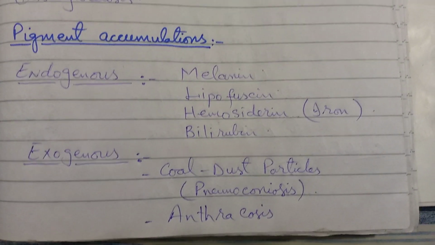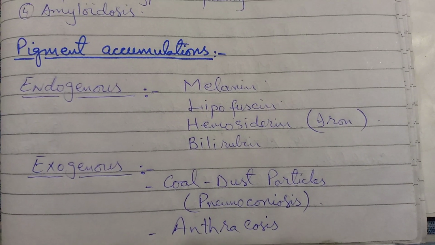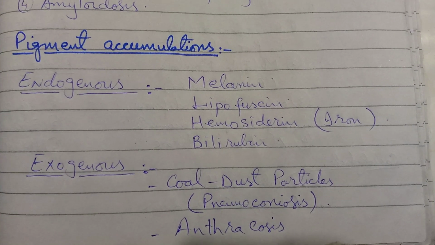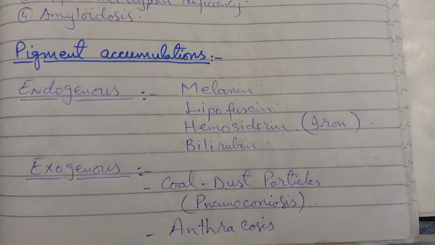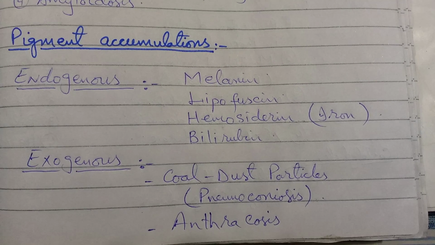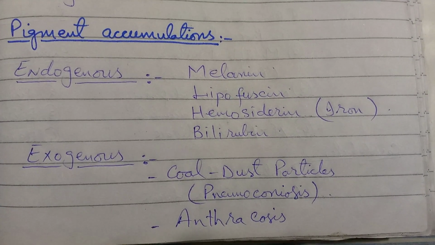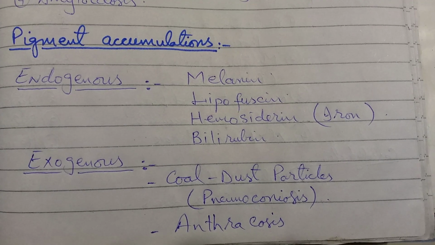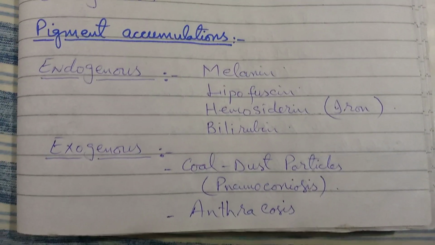Students, number third clinical condition is hemosiderin. It is collection of abnormal amount of iron inside the cells. And number fourth is bilirubin. It is the byproduct of hemoglobin breakdown, which accumulates inside the cell and leads to jaundice.